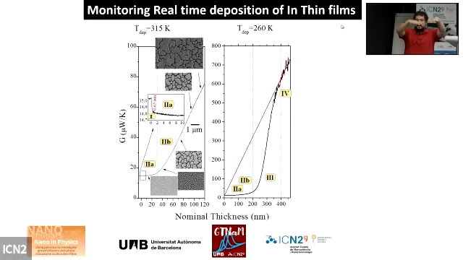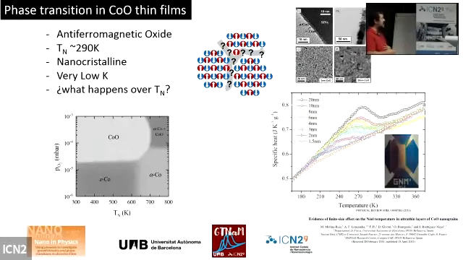We also use that technique to measure phase transitions. This is, I would say, a more preliminary result. But in our group, in the past, we were studying cobalt oxide, and cobalt oxide is an antiferromagnetic oxide that has a Néel temperature around 290 Kelvin for bulk materials. And in our case, if we have it nanocrystalline, we expect a very low K. And our question was, what will happen over Tn? Will we be able to monitor the phase transition?